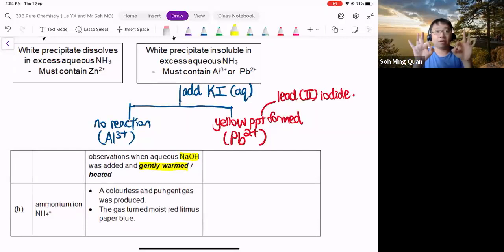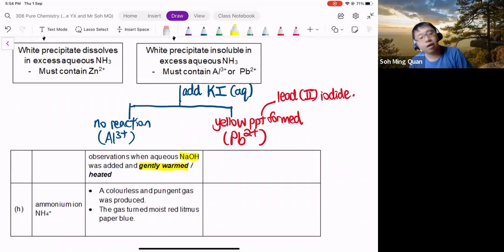Okay? So you need to have this sense of what is going on in QA. From the instructions, NaOH, gently warm, can you be a detective and piece it together that this is actually a test for ammonium ion? Okay? That is the skill that you need. And that's what we are trying to develop right now.